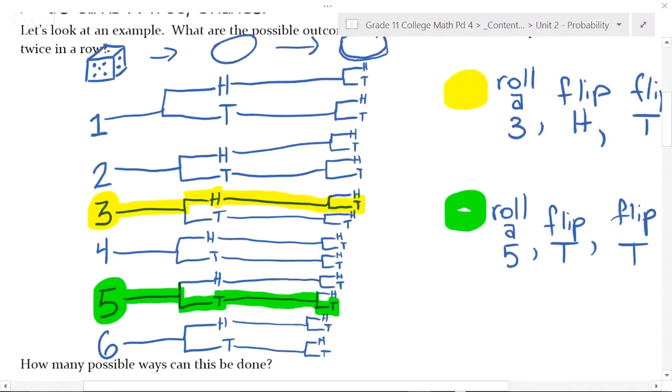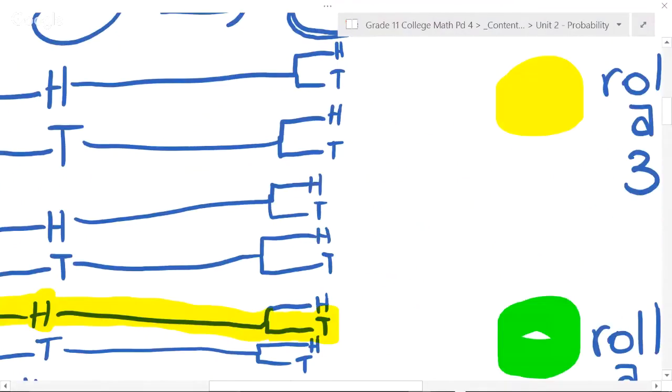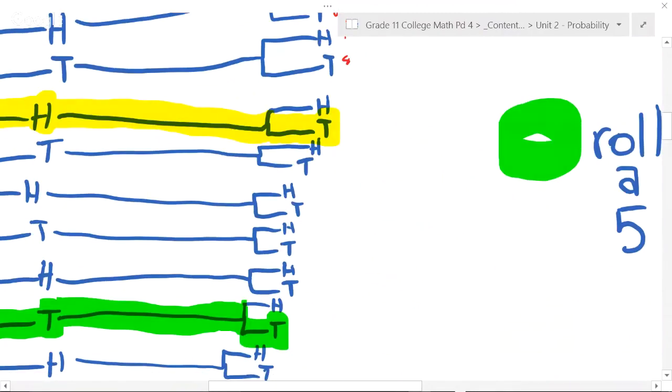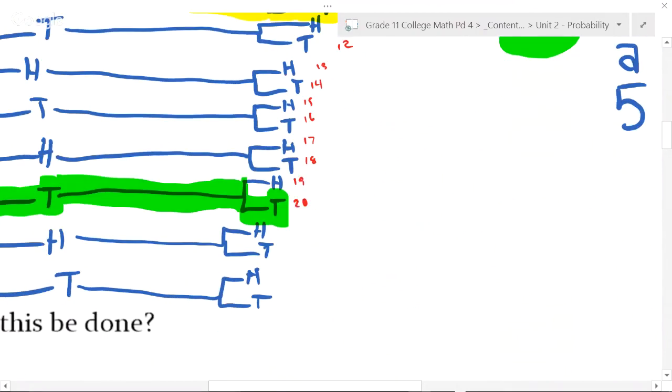How many ways can this be done? Well, we can actually just count these. That's the nice thing. So I could say 1, 2, 3, 4, 5, 6, 7, 8. You don't actually have to write the numbers, of course. I'm just doing it so that we can all count together and not lose count. 9, 10, 11, 12, 13, 14, 15, 16, 17, 18, 19, 20, 21, 22, 23, 24.